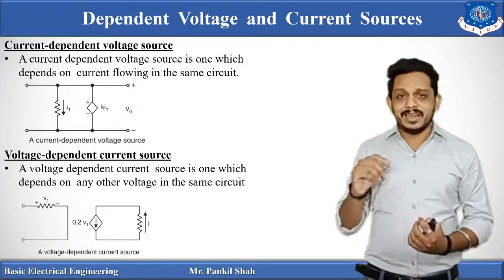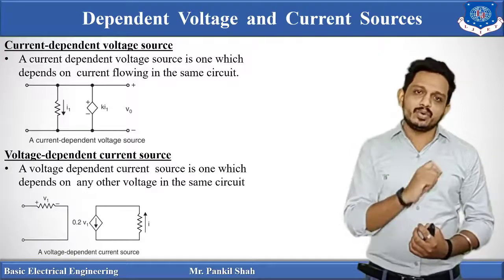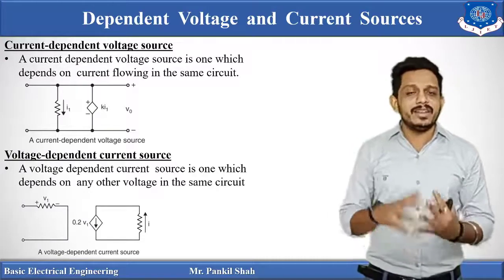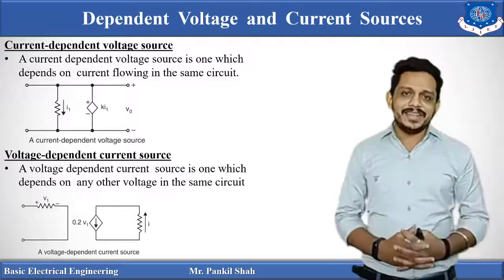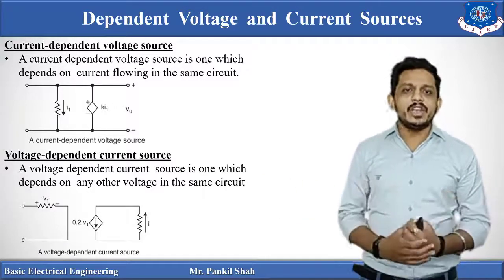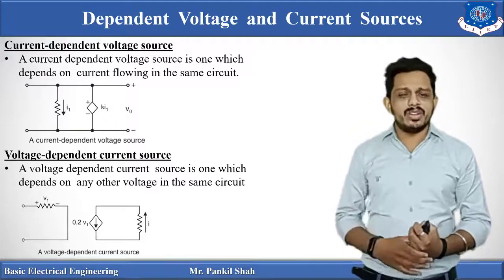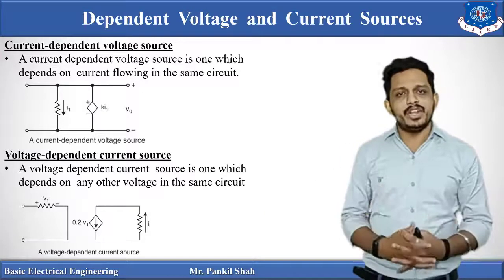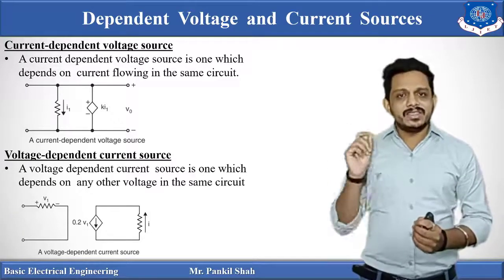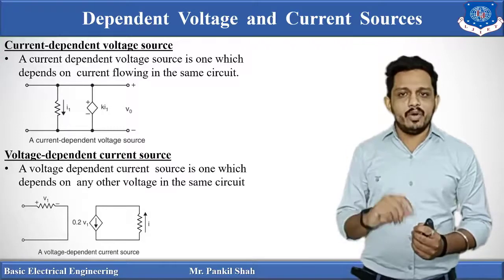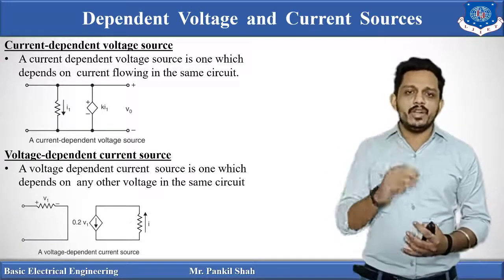But again, this is a dependent source, and the name is voltage dependent current source. That means the output current is dependent on some other voltage of that circuit, and we can say that some other voltage is V1. So this V1 will be multiplied by some constant, for example, we have taken 0.2. So the output current at this side is I0, or you can simply say I equals 0.2 into V1.